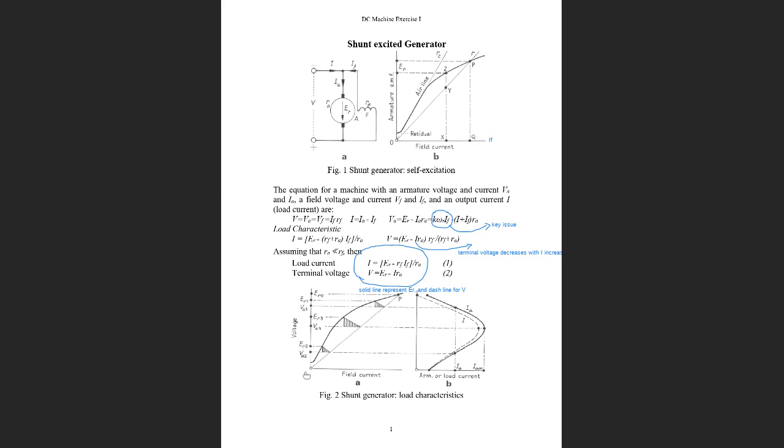For your easy understanding, in this figure we have the solid line and the dashed line. The solid line represents ER, the internal generator voltage, against the field current, as well as against the armature current. So this is the voltage ER against the field current, and V against the field current. The straight line is V against the field current.